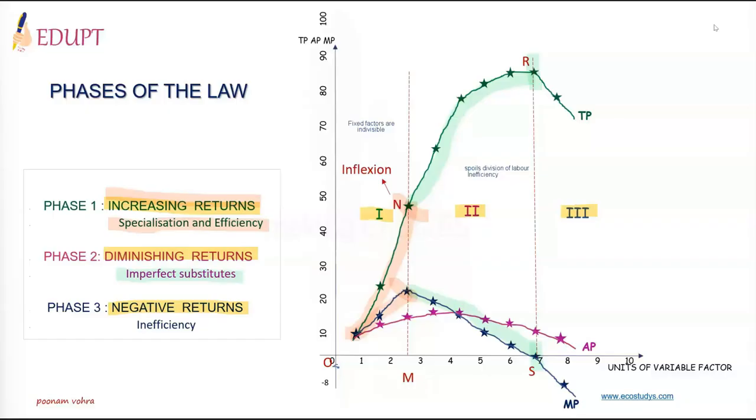In the third phase, employment of every additional variable factor causes total product to decline and marginal product becomes negative. It occurs because variable factor is in excess of fixed factors. This leads to poor coordination between fixed and variable factors. Hence, advantages of specialization and division of labor diminish. So it results in inefficiency. Hence, total product falls, marginal product becomes negative.